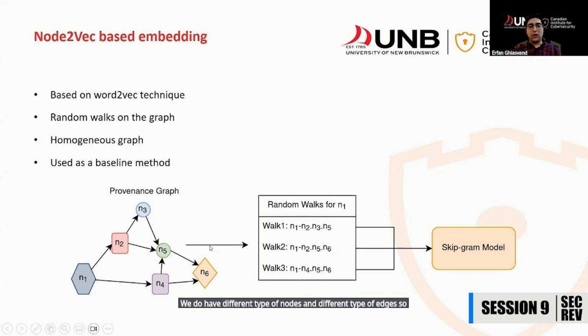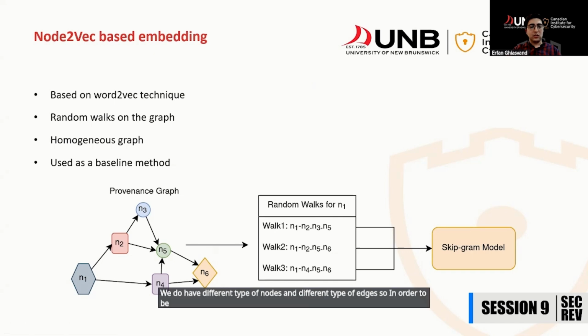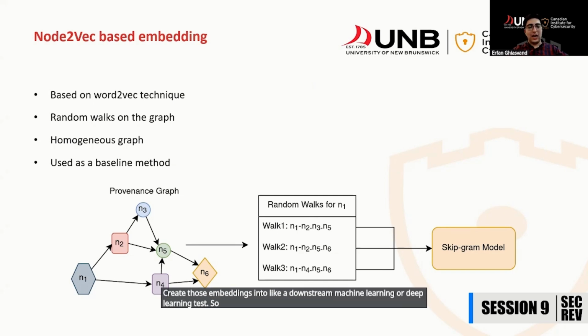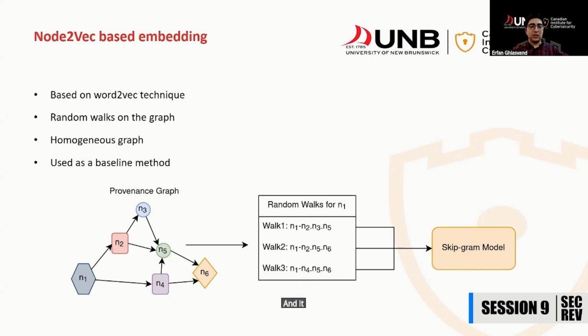So in order to be able to fit those things, basically, Griffin somehow talked about this, we need to have embeddings for each of the nodes in the graph in order to be able to fit those embeddings into a downstream machine learning or deep learning task. So for that, as a baseline method and baseline solution, we use the node2vec approach. It works based on the word2vec technique, and it does some random walks on the graph. And it actually treats the graph as a homogeneous graph.